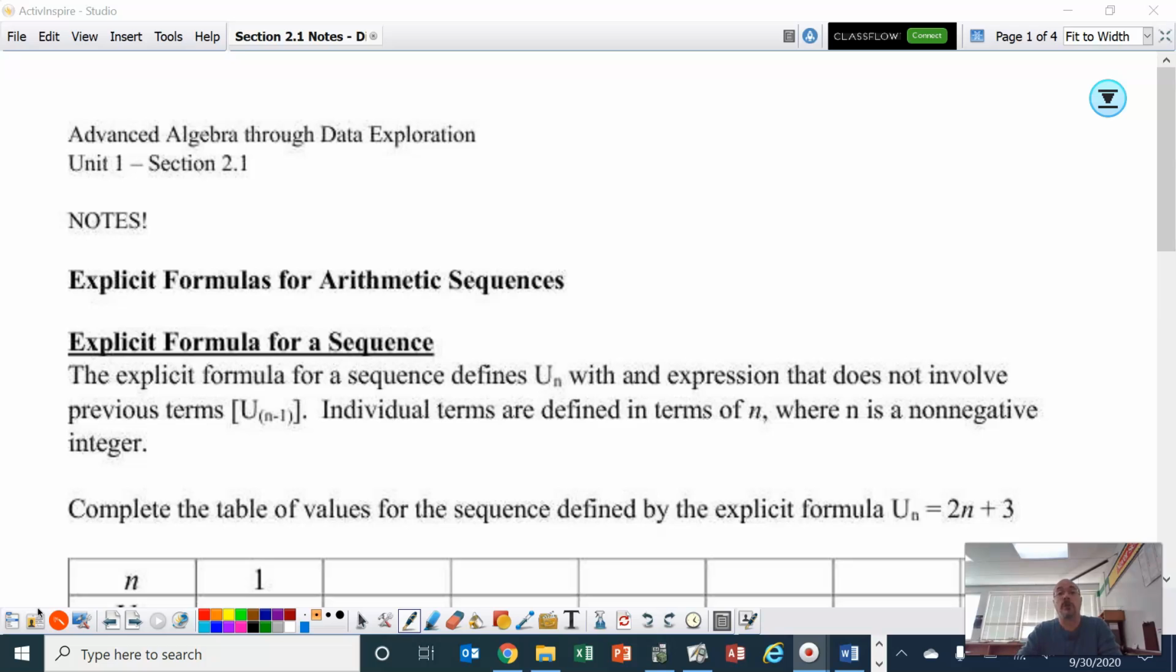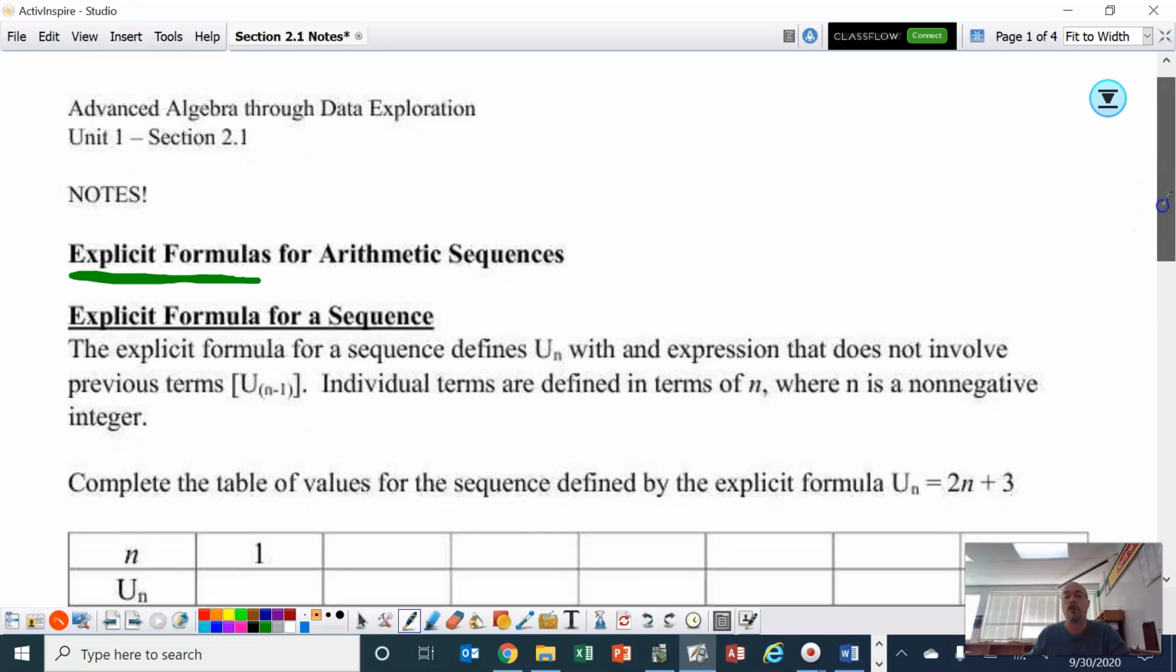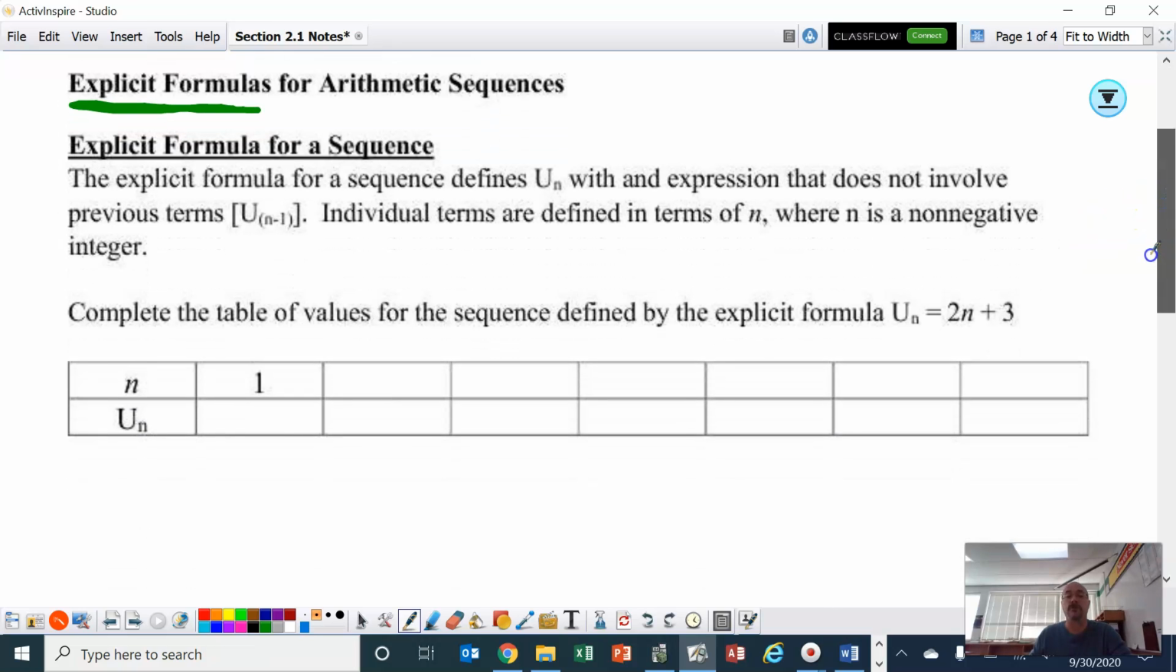Let's begin Unit 2. Unit 2.1, we're going to look at explicit formulas for arithmetic sequences. All right, now, explicit formulas. In Unit 1, we talked about recursive formulas, recursive sequences. Now, what in the world is the difference?